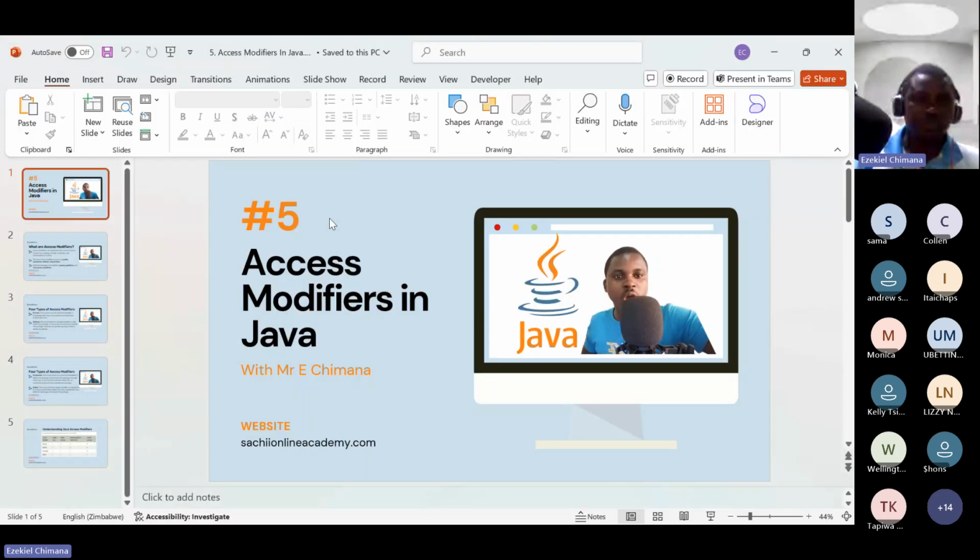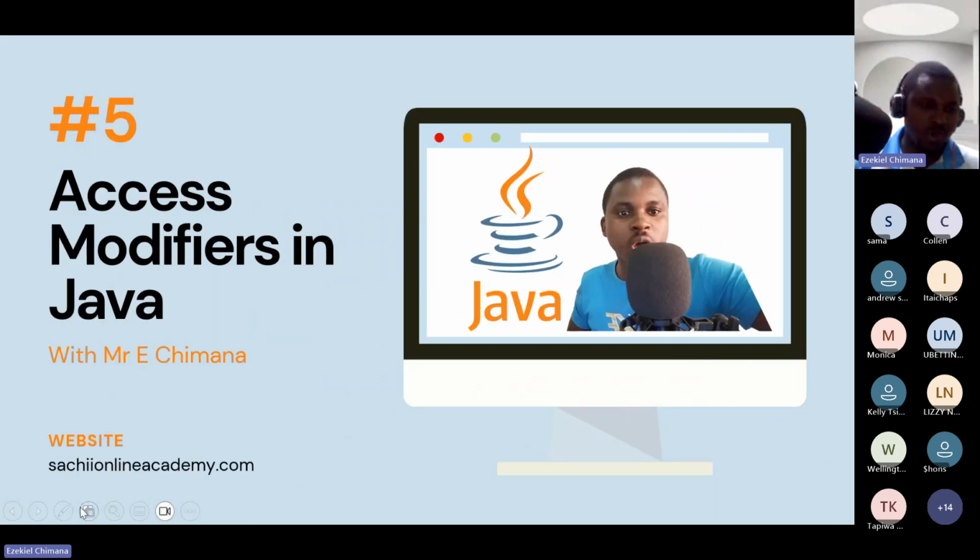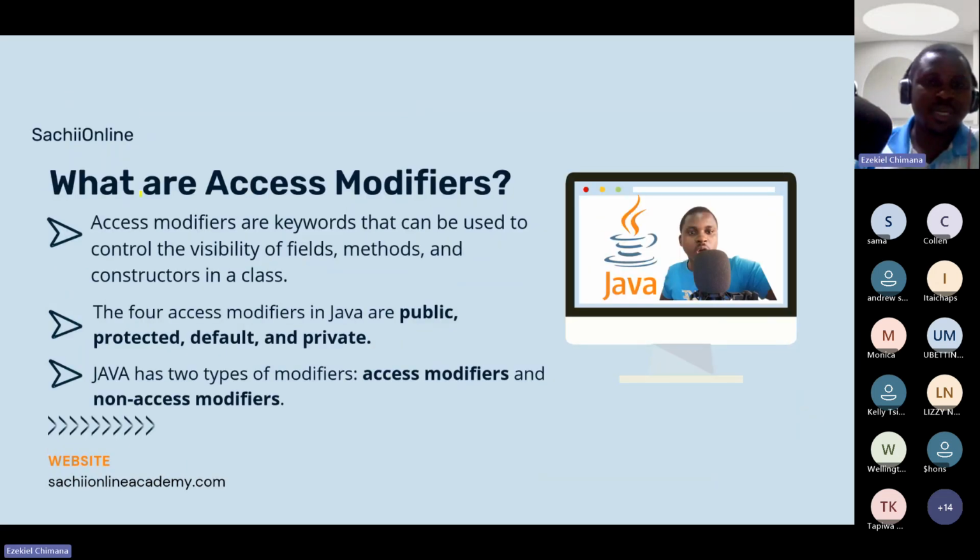Okay, guys. Let's look at these things that you call access modifiers. What are these things called access modifiers? So what are access modifiers? Access modifiers are keywords that can be used to control the visibility of fields, methods, and constructors in a class.